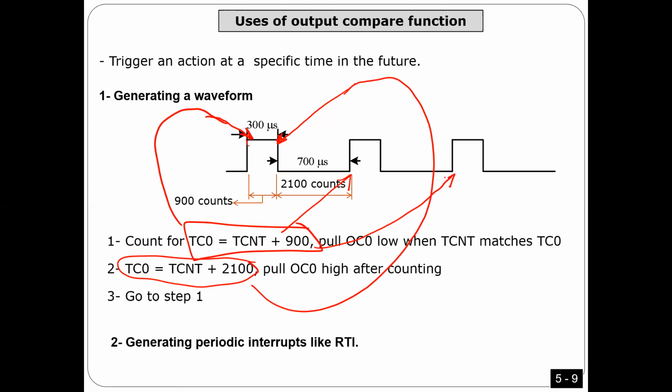So that's how output compare works. Very, very interesting. Why? Because I can generate a square wave, and all I need from the microprocessor is just very little time, because the subroutine is very simple.